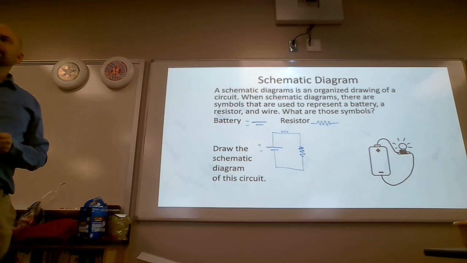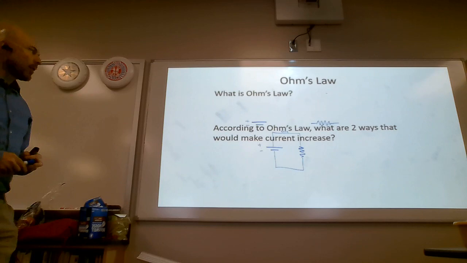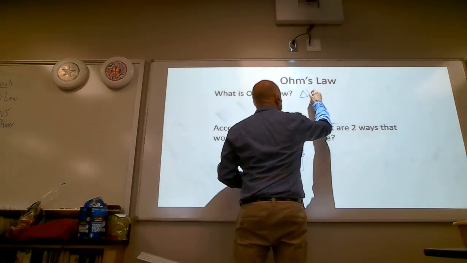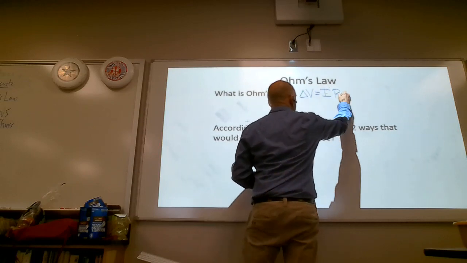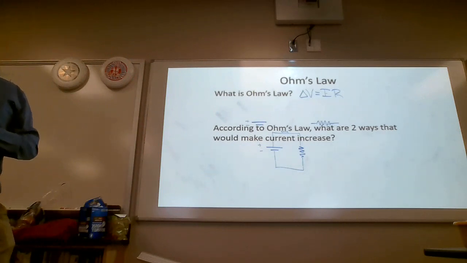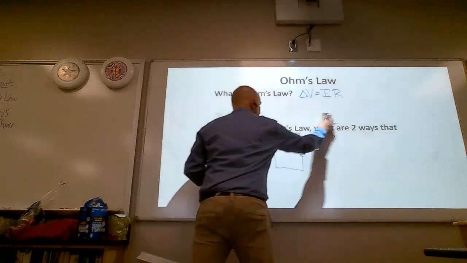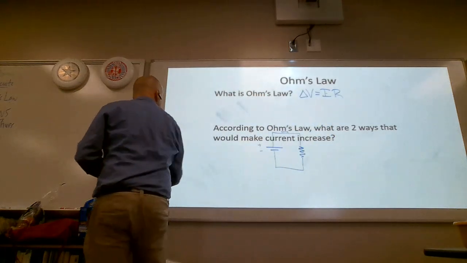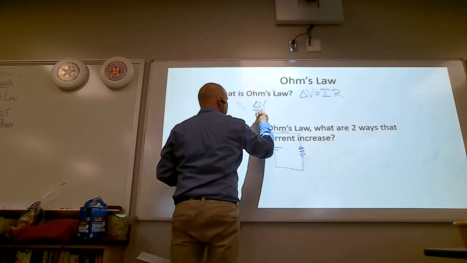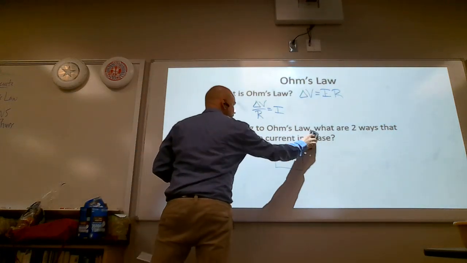And lastly, Ohm's law. Super important equation in circuits. Voltage is equal to current times resistance. A way to describe this conceptually is rearrange it like this. Voltage over resistance is equal to current.